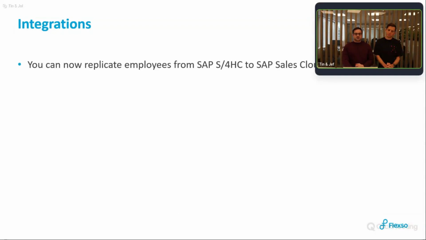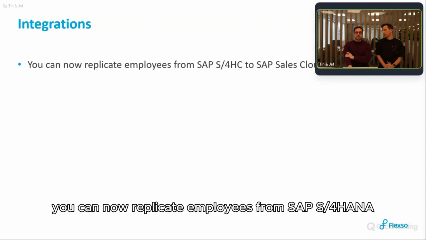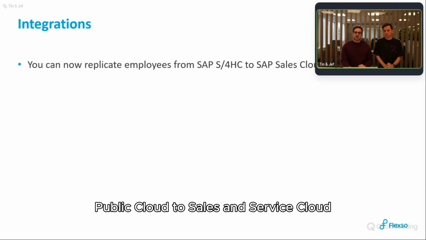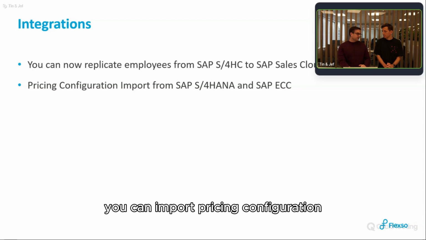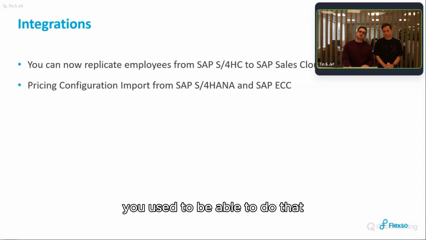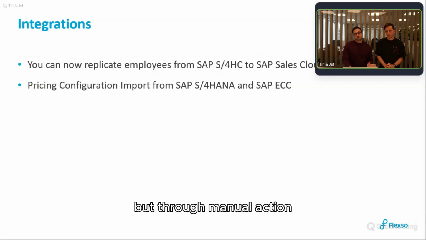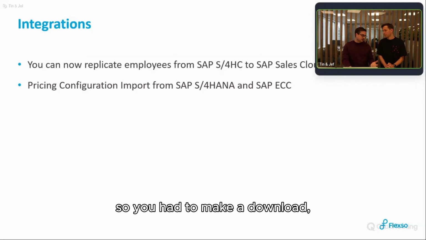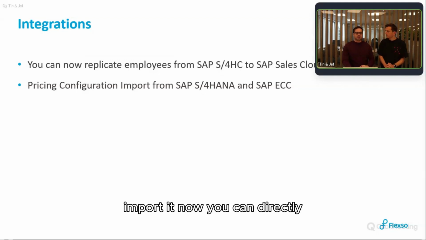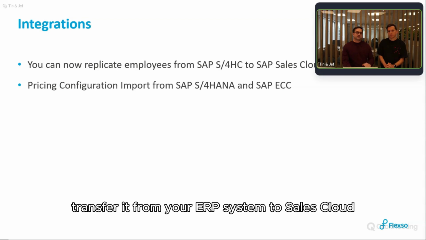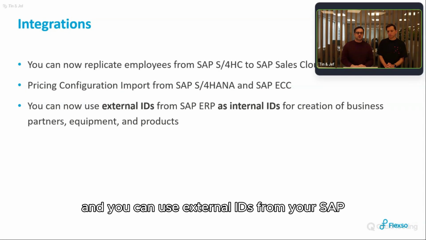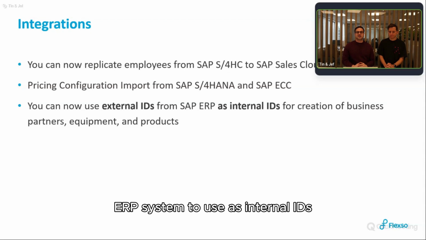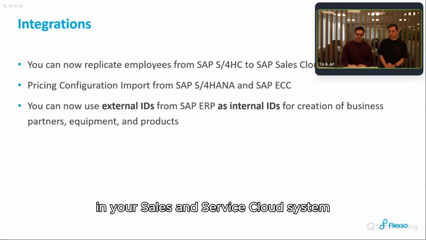For integrations, you can now replicate employees from SAP S/4HANA Public Cloud to Sales and Service Cloud. You can import pricing configuration from your ERP tools. You used to be able to do that, but through manual action. So you had to make a download, import it. Now you can directly transfer it from your ERP system to Sales Cloud. And you can use external IDs from your SAP ERP system to use as internal IDs in your Sales and Service Cloud system.